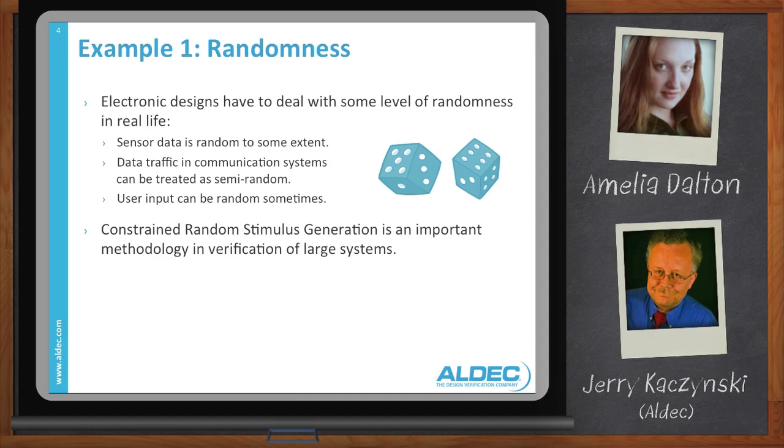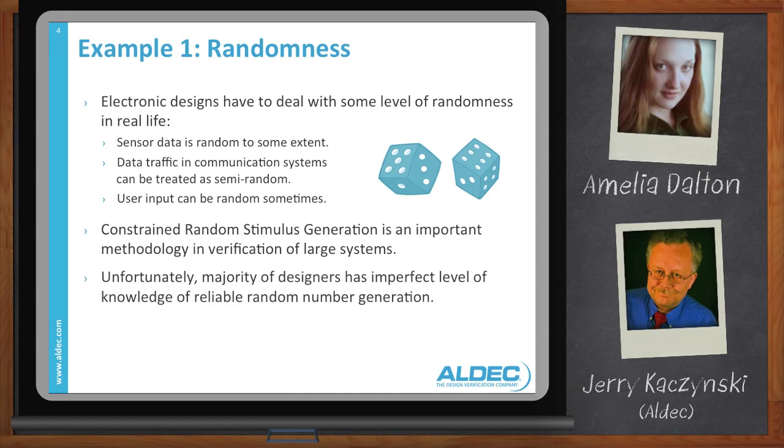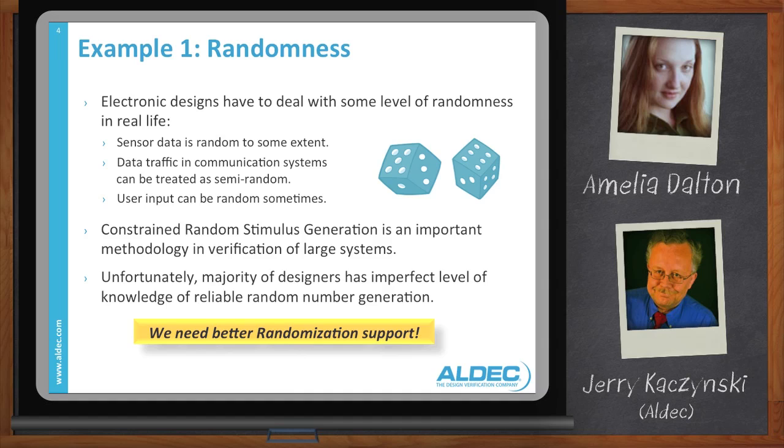Constrained random stimulus generation is, as a result, an important methodology in verification of large systems. For smaller systems, probably not so much, but if a lot of data traffic and similar issues happen in a real-life design, constrained random stimulus will be very helpful. Unfortunately, the majority of designers have an imperfect level of knowledge of reliable random number generation. Very true. So what's our conclusion? We need better randomization support. Of course we welcome whatever the language can provide, but some sort of wrapper around the language that makes those features more useful is always appreciated.